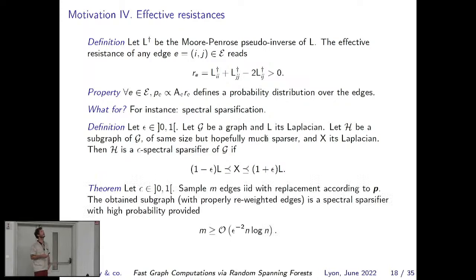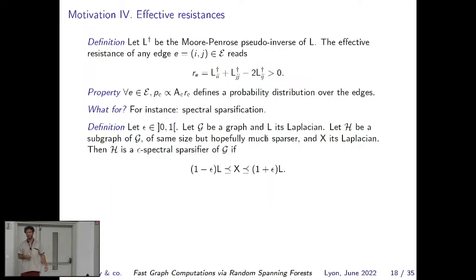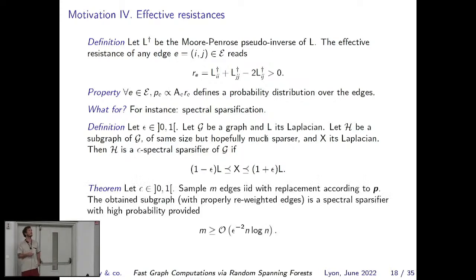Why is this useful as a definition? For many things. If I have such an X, I have, for instance, that all eigenvalues of L are epsilon-approximated by the eigenvalues of X. So this is one instance of why this is useful. And there's this beautiful theorem. It comes from a line of work from Spielman of 2010, 2009, even before in some parts.